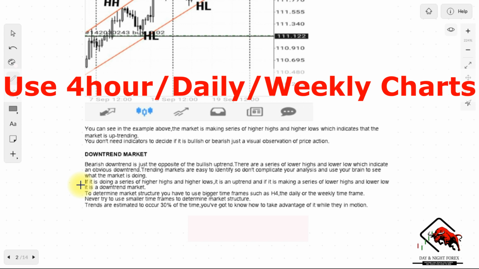So never try to use smaller time frames to determine the market structure, because this won't show you the real market structure. It might be just a temporary trend on that smaller time frame. So if you're looking at the 1 minute, it won't give you the true direction of the market that you will be able to get on the hourly or at least the daily, right? Trends are estimated to occur 30% of the time, so you've got to know how to take advantage of it while it is in motion.